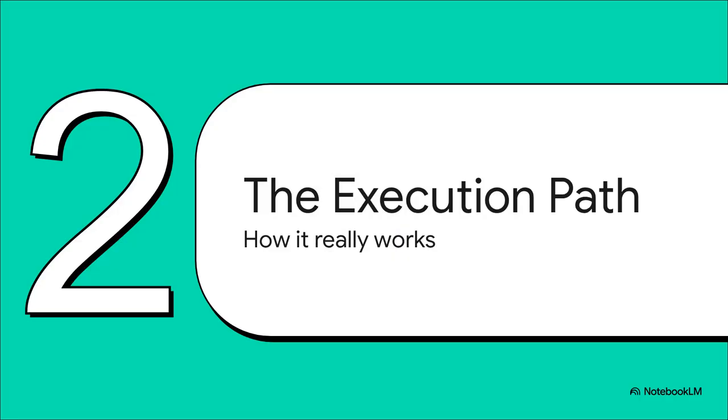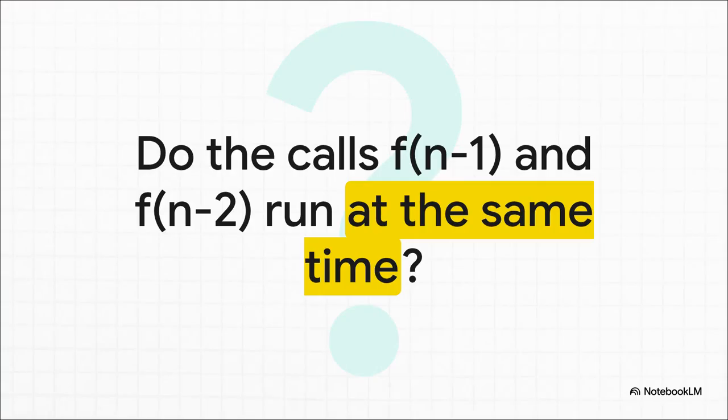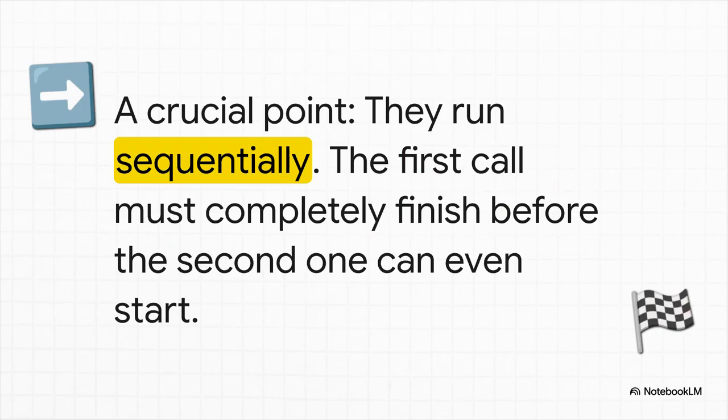Okay, so let's get our hands dirty. It's time to trace the execution path. We're going to pull back the curtain and watch the step-by-step journey the computer actually takes to get to that final number. This right here is the single most important question you can ask. When our code says f of n minus 1 plus f of n minus 2, do those two things happen in parallel? Does the computer multitask and work on both at once? And the answer is a big, resounding no.